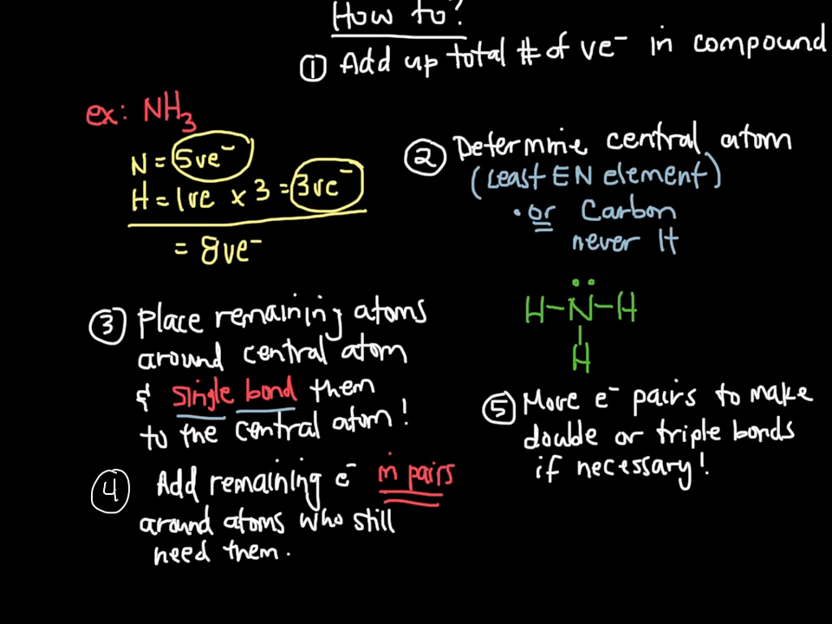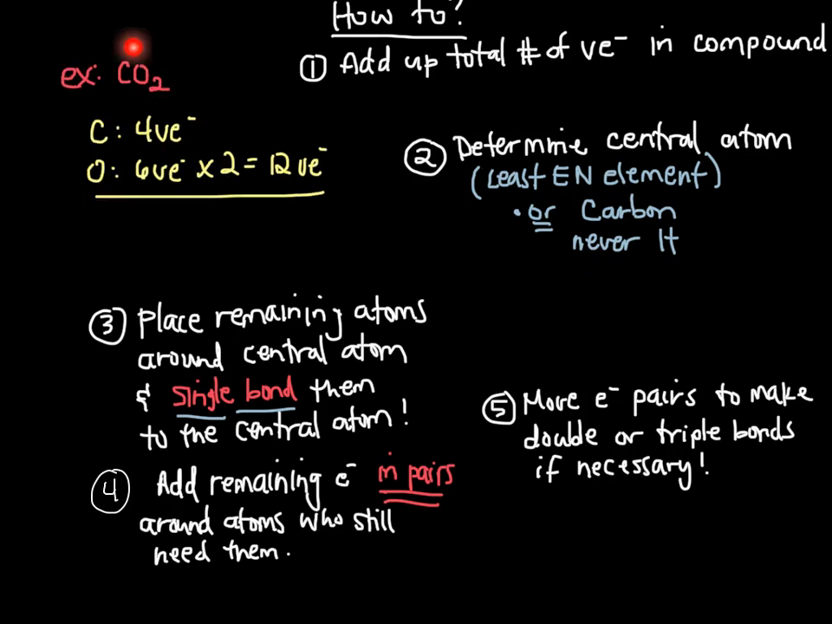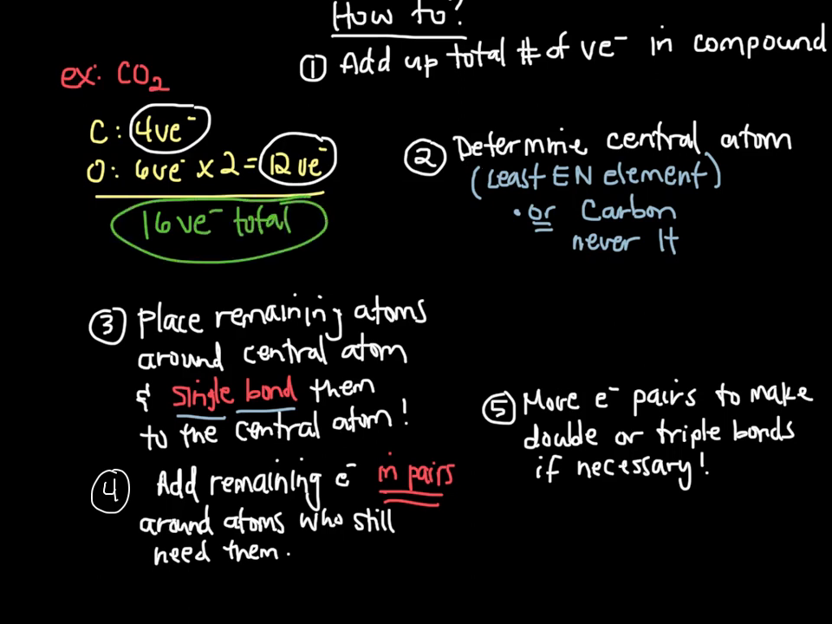Let's do another example. So let's do CO2, carbon dioxide. Carbon has 4 valence electrons, and each oxygen has 6. There's 2 oxygens, so that's 12 for the oxygens. So if we add the 4 to the 12, we get a total of 16 valence electrons in our molecule. So that's all we have to work with.